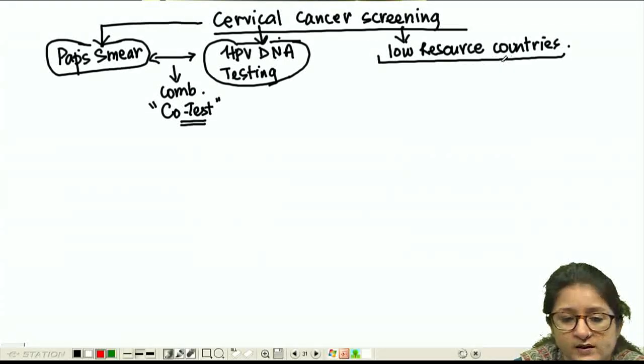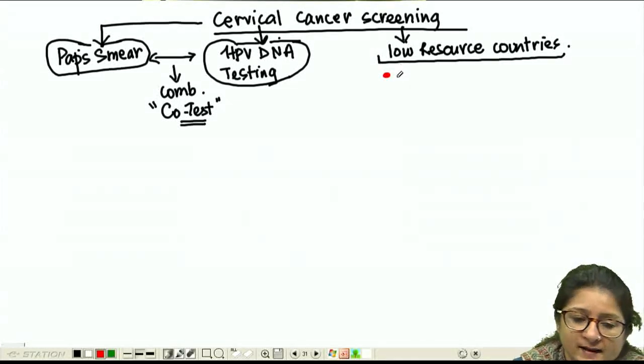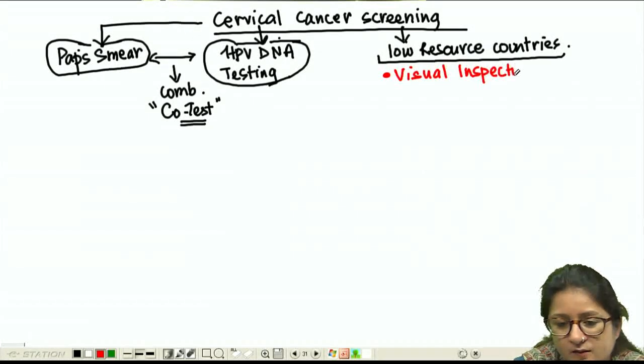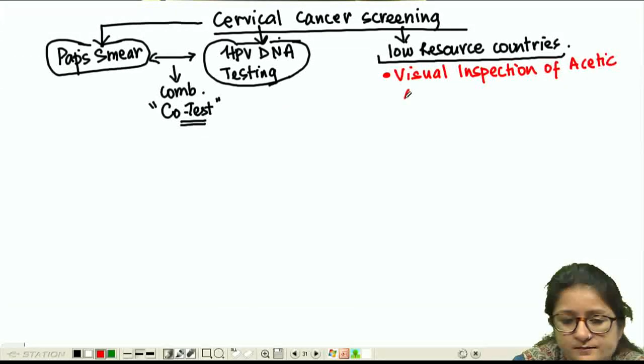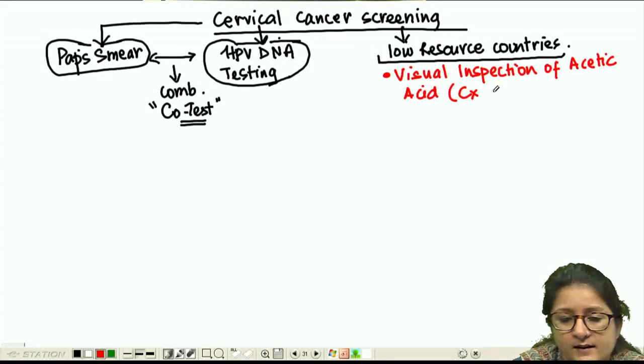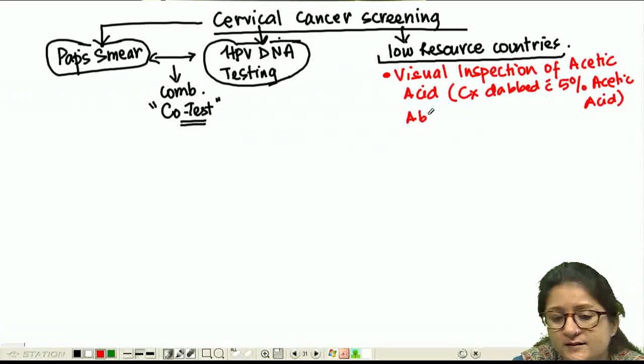So those are the situations in low resource settings where we can use other tests like visual inspection with acetic acid, in which the ectocervix is just dabbed with 5% acetic acid and the abnormal area turns white.